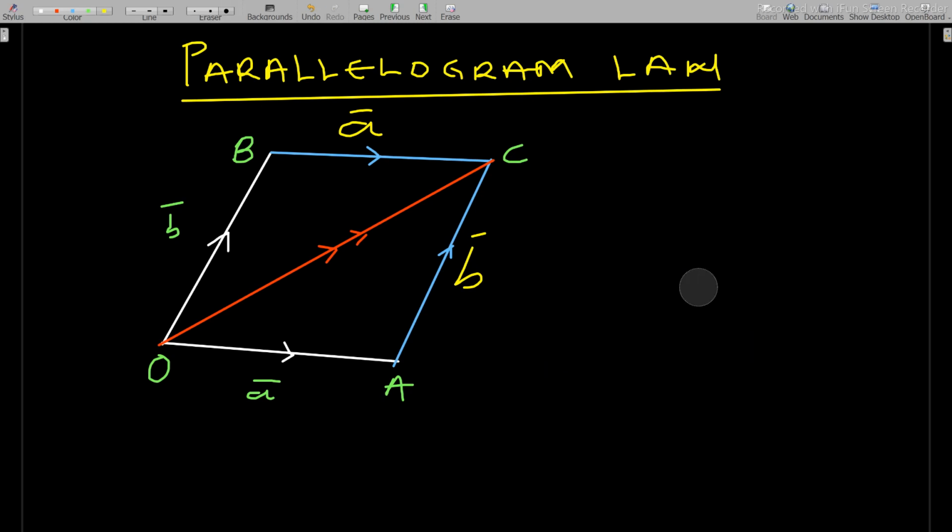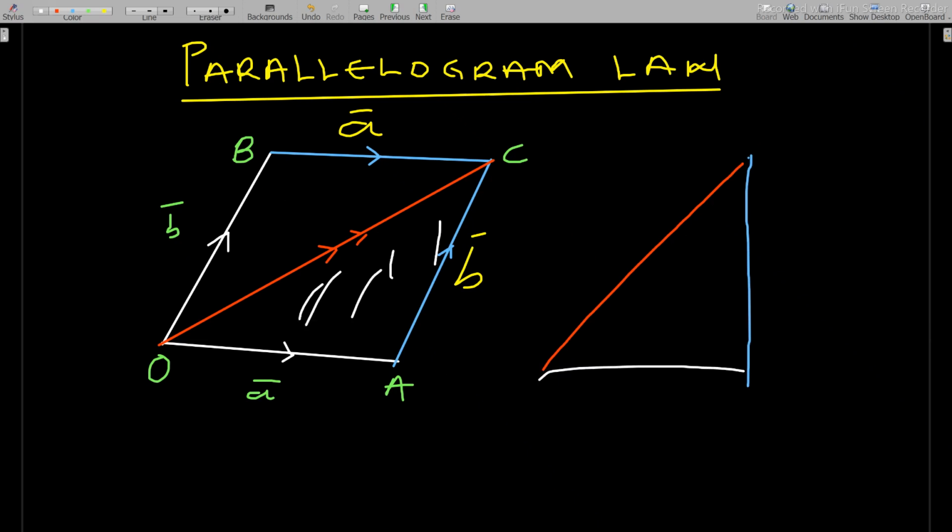Let me use the red pen for this, and I use blue for this one, and here was white. I'm taking this side of the triangle. Now with this you can see that here is O, this is A, this is C, and using the triangle law, we can say that OC, which is the diagonal, is the resultant or the final answer for what we want.